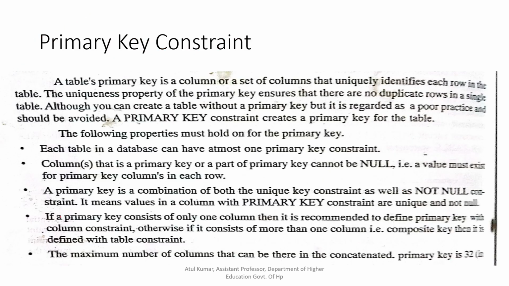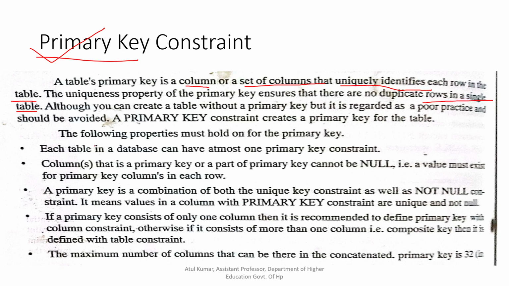be null. The next important constraint we have is the primary key constraint. And what is a primary key? A primary key is basically applied on a column or a set of columns that uniquely identify each row in the table. The uniqueness property means that there are no duplicate rows in a single table, meaning each row is unique from every other row, and also it can't be null. The primary key cannot be null.